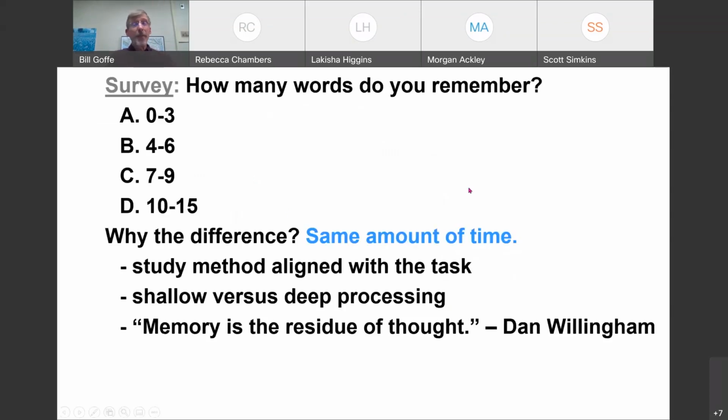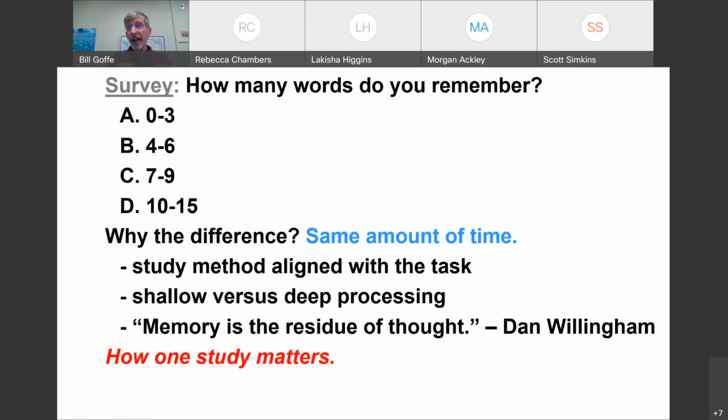A phrase I like very much from the cognitive scientist Dan Willingham: memory is the residue of thought. You thought more about the same words a second time, and you remembered many more of those words. In short, this is a demo again I do with class: how you study matters. You can spend the same time and do different things.